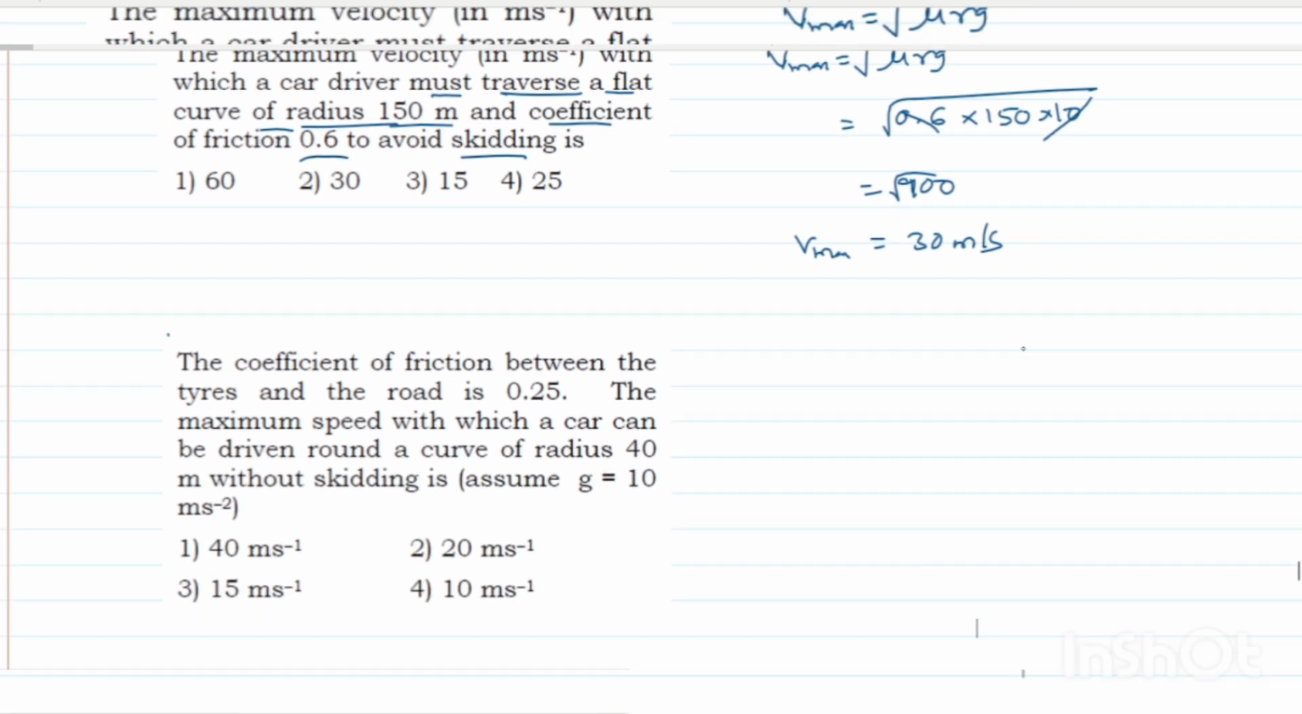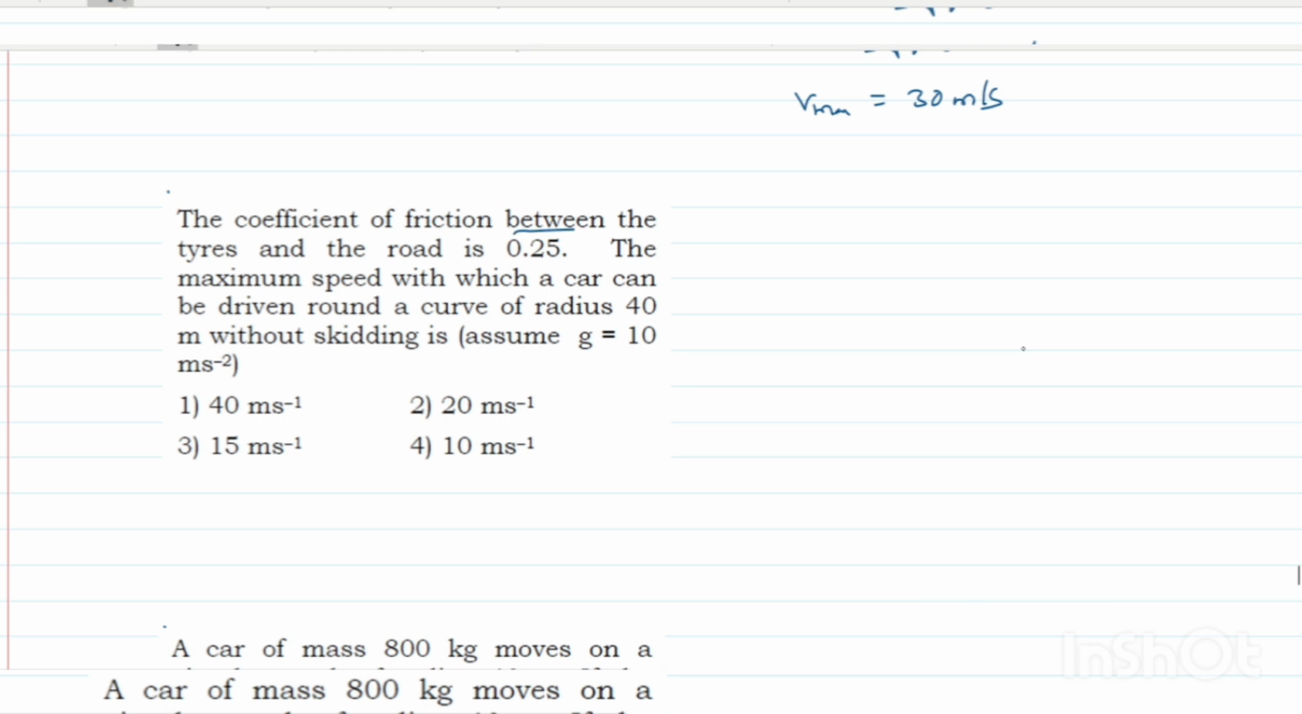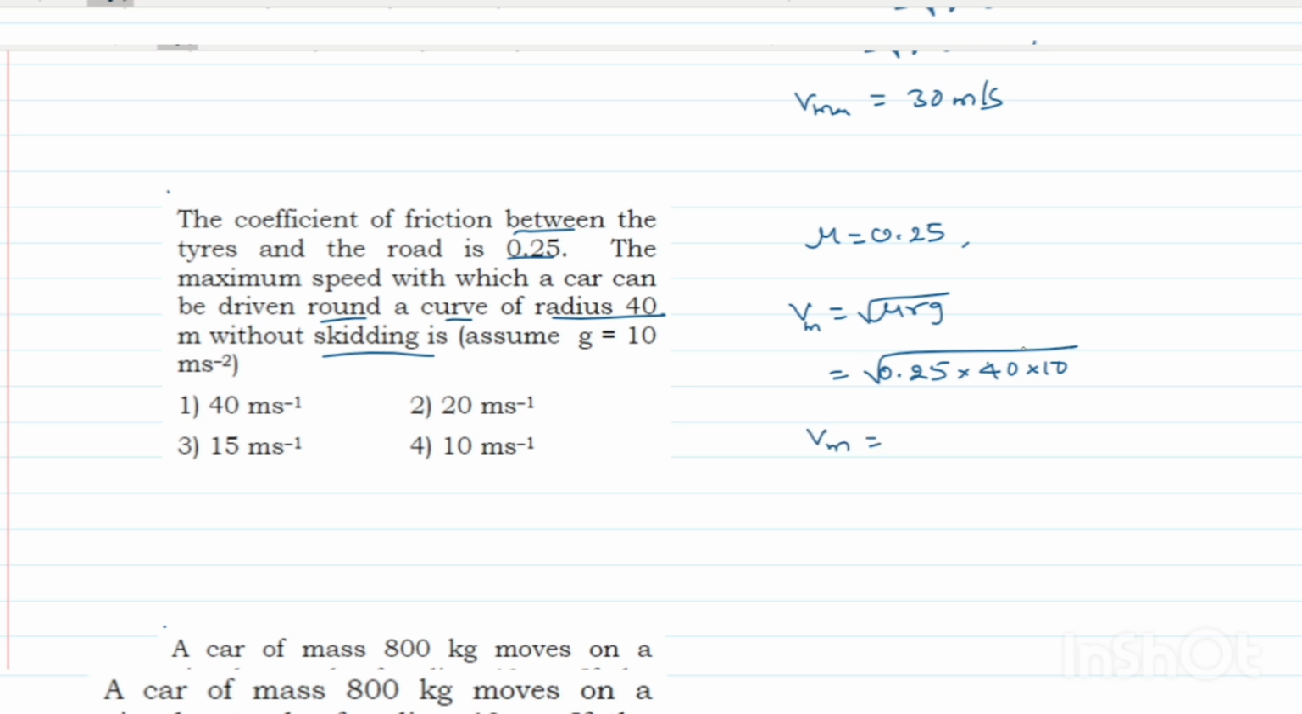Let us see the next question. The coefficient of friction between the tires and the road is given as 0.25. They are asking the maximum speed with which a car can be driven round a curve of radius 40 meter without skidding. The formula is V maximum equal to the square root of mu r g. Mu is 0.25, radius is 40 meter, and g you can take as 10. 25 fours are 100, so we get root over 100, which is nothing but 10 meter per second.